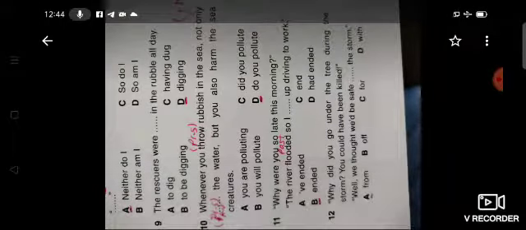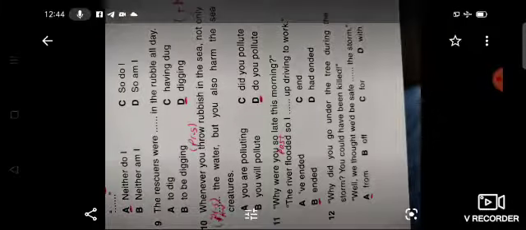Number twelve. Why did you go under the tree during the storm? You could have been killed. You could have been killed means you were about to be killed, but you are still alive. Don't misunderstand, he's still alive. You could have been killed. He was about to be killed, but he wasn't killed. He's still alive, thank God. Well, we thought we'd be safe. Very good. Safe from the storm.